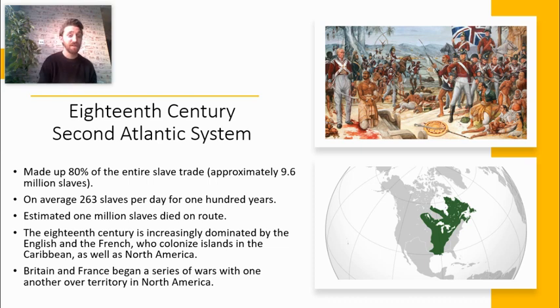Now, compared to the first Atlantic system, the second one is dominated by the French and the British, and it's more in North America than South America. If you look at the map on the bottom right hand side of your screen, the green territory is where Britain and France were ruling over in this time period. So, large parts of North America and Canada.